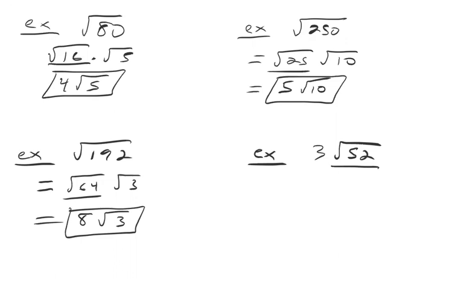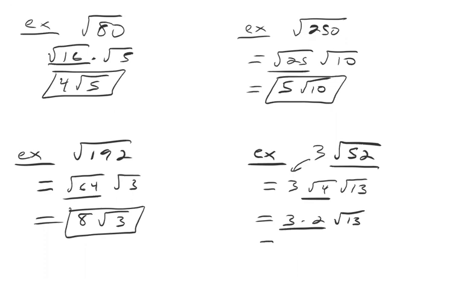Okay, this one's kind of a tough one here, this last one. We've got to find two factors, one of which is a perfect square. Well, it turns out the one you want, we've got to bring the 3 down, leave it in there, is square root of 4 and square root of 13. Okay, square root of 4 is 2. So this is 3 times 2 times square root of 13. Well, 3 times 2 is 6. So you should have gotten 6 square root of 13 for that last one.